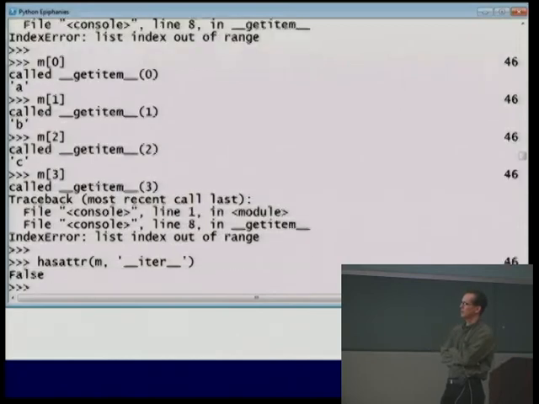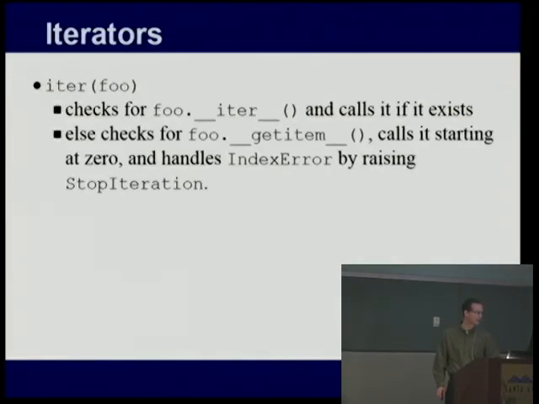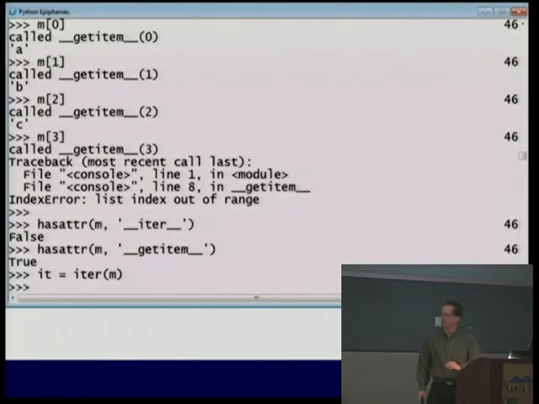Does M have a Dunder iter? No. Does it have a getitem? Yes. So, if I call iter, it's going to check if iter exists, and if it doesn't, it's going to check if getitem exists, and it's going to call it. All right, let's see it do that.